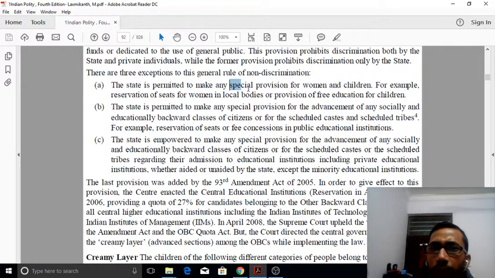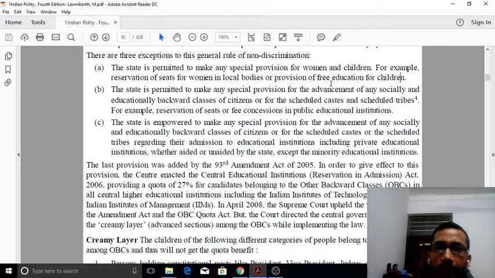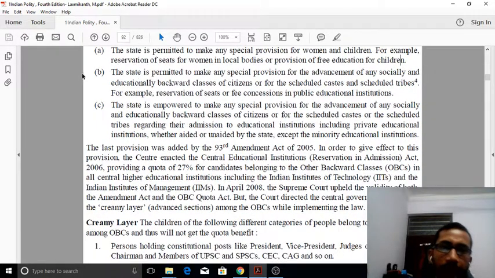The state must make special provision for women and children, just like reservation of seats for women in local bodies, and the provision of free education for children. That is the state's responsibility. The state is permitted to make special provisions for the advancement of socially and educationally backward classes of citizens, like Harijans and others.